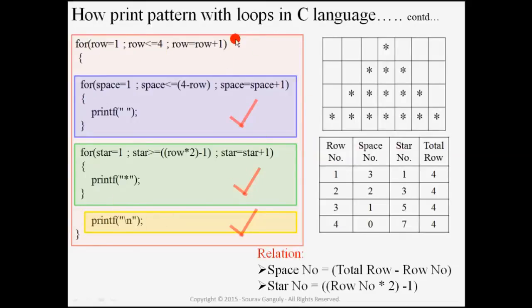Now see that the program is same. The 4 minus row. This is this relation. Total row number minus row number. It will print the space. And this star number, this relation, this is this relation. This will print the stars. You have to remember one thing, that this table and this relation is the most important thing to print any type of patterns. Let's take an example.